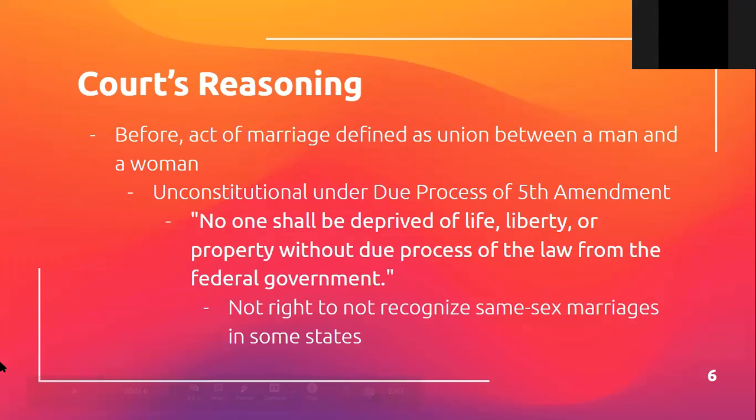So the court's reasoning for this is that before, the act of marriage was defined as only a union between a man and a woman. And the court deemed this as unconstitutional under the due process of the Fifth Amendment, where it states that no one shall be deprived of life, liberty, or property without due process of the law from the federal government. So this basically says that it's not right to recognize same-sex marriages in some states and not in others.